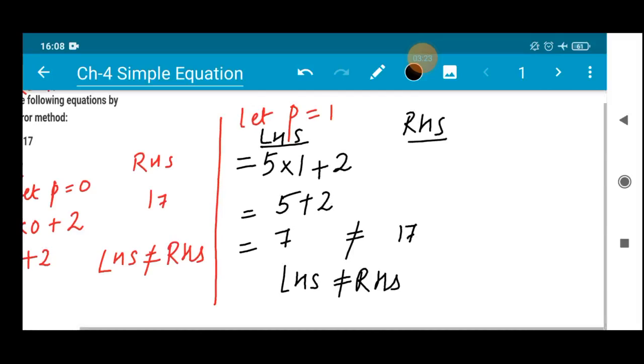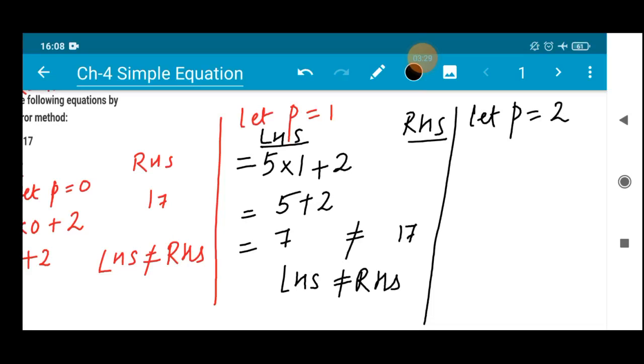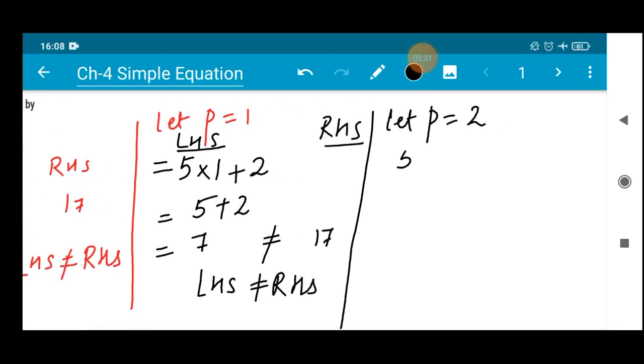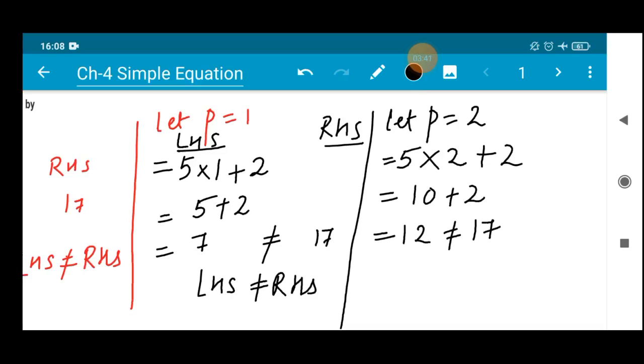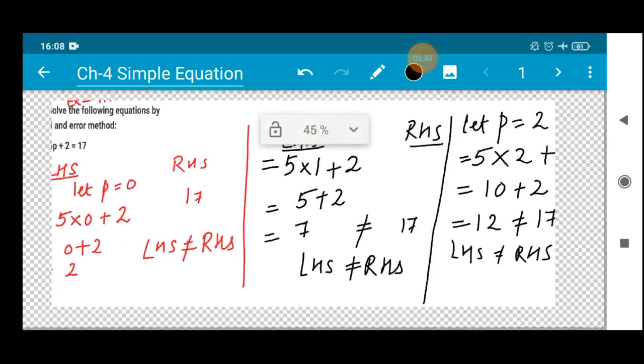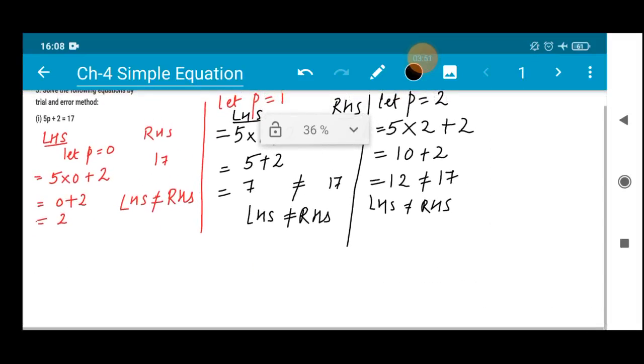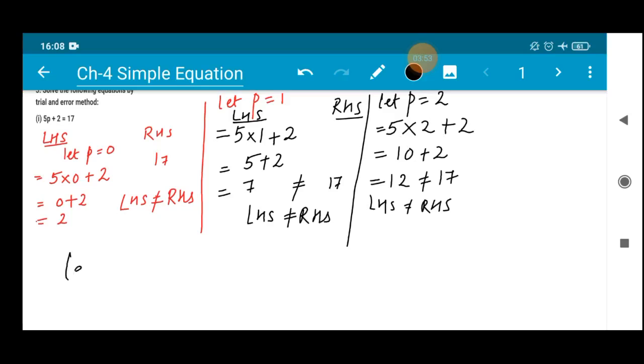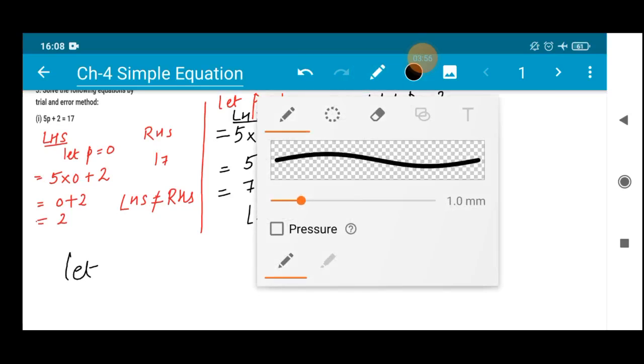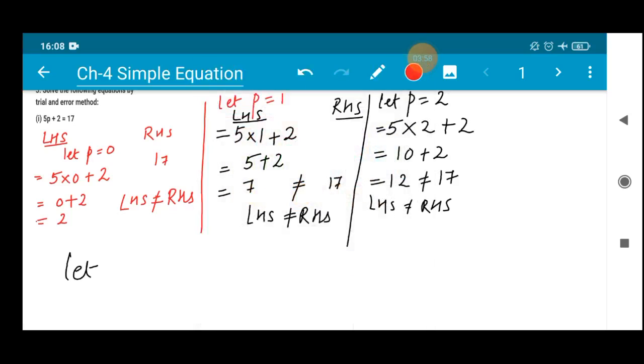Now let us try with the next value, p value 2. So the equation, you know, 5 into 2 plus 2. 5 twos are 10 plus 2, which is 12, not equal to 17, which is the right hand side. So here also I can write LHS is not equal to RHS. Alright, if 2 also we are not getting, then of course we have to proceed with the next one. This is only a trial method. So I hope you are understanding what logic we have to apply.